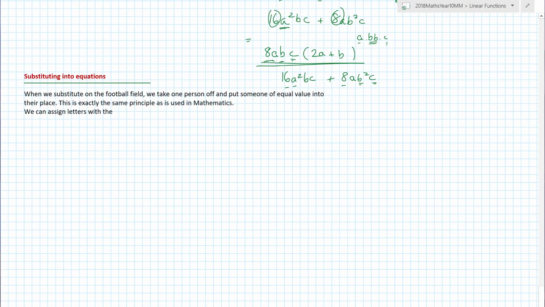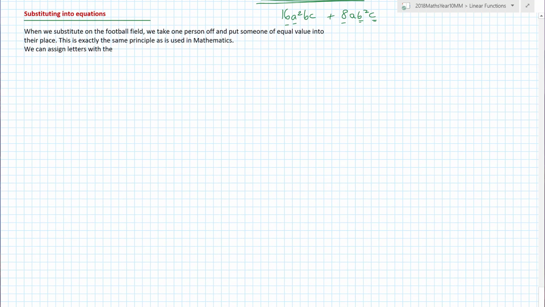It's used ever such a lot in maths. Substitution. When you think about footy, what do you think? Well, substitutions left, right, and centre is pretty knackering out there, or pretty tiring when you're running around. So we can assign letters with numbers and actually make this so much easier.